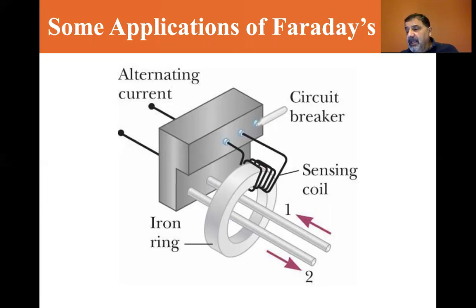So you would get a net magnetic flux through the loop that the sensing coil would sense, that changing magnetic flux, and trip the circuit breaker. So the ground fault interrupter works in that way. As long as the currents in 1 and 2 are the same, everything stays fine. If there's a different path for the current, it senses the difference and trips the circuit breaker.